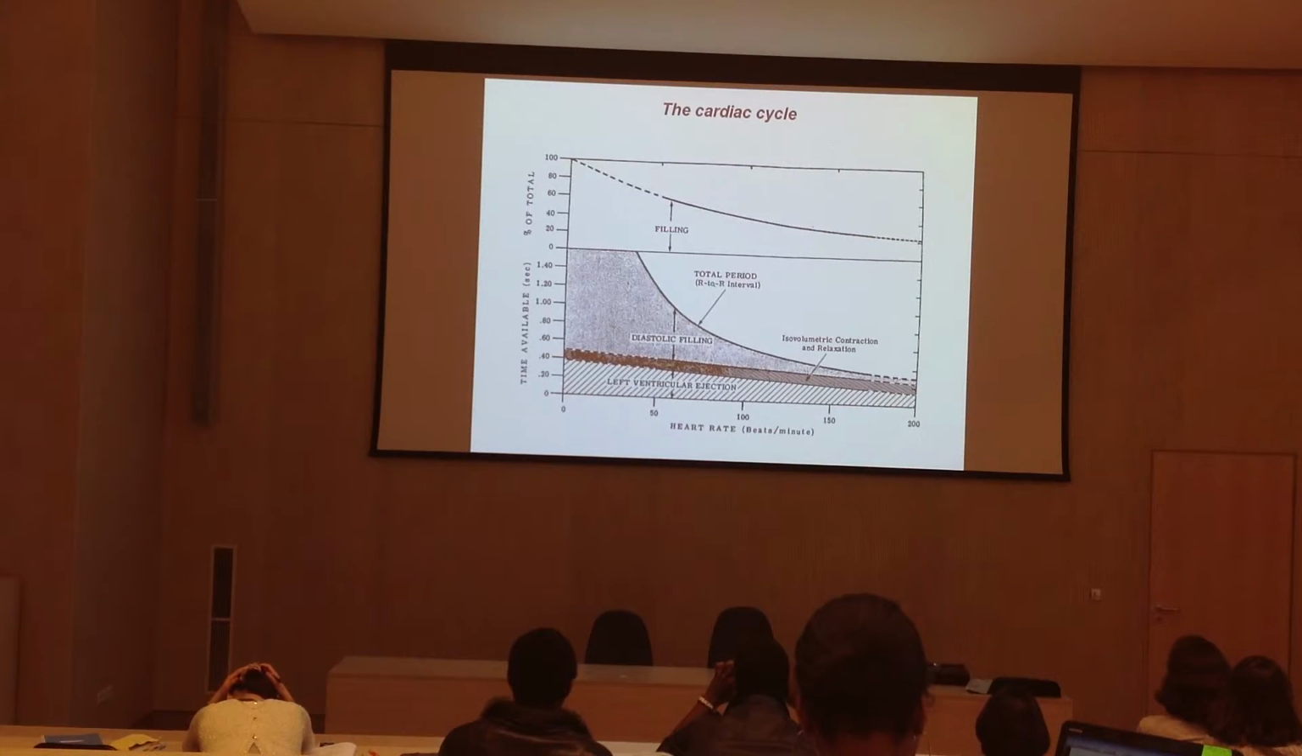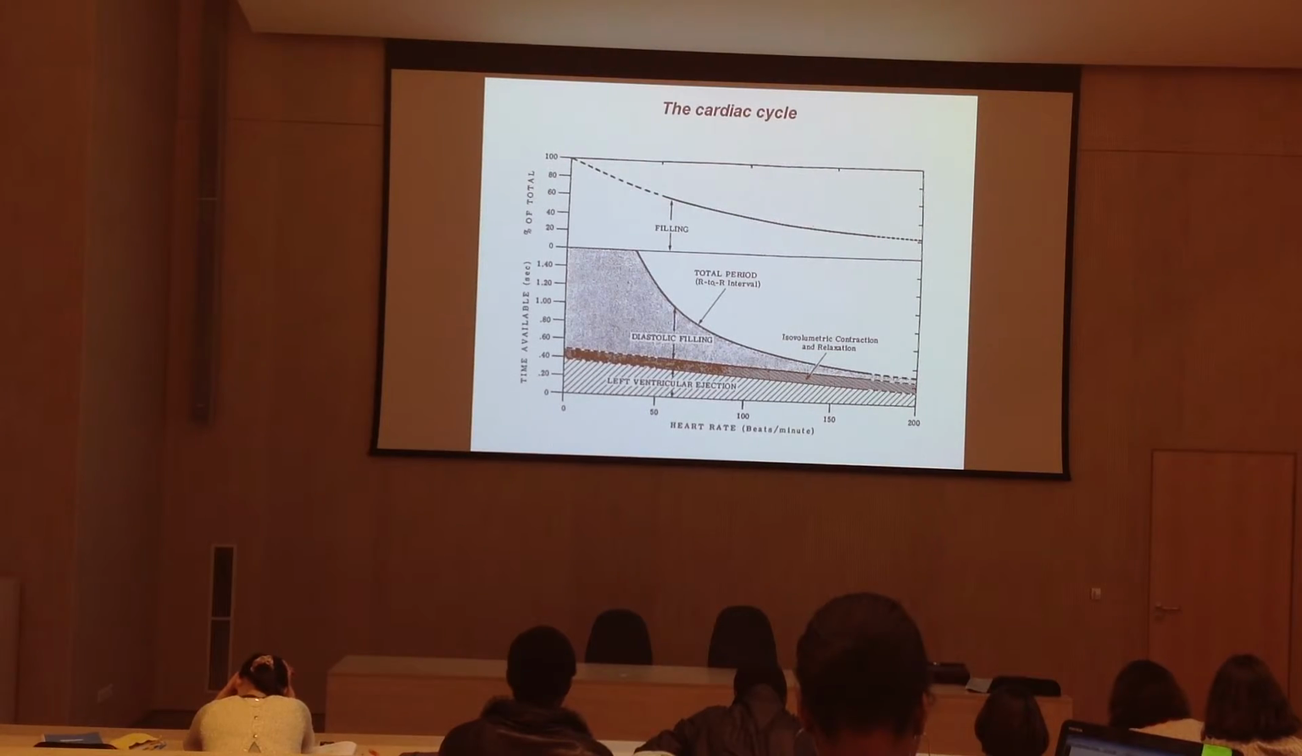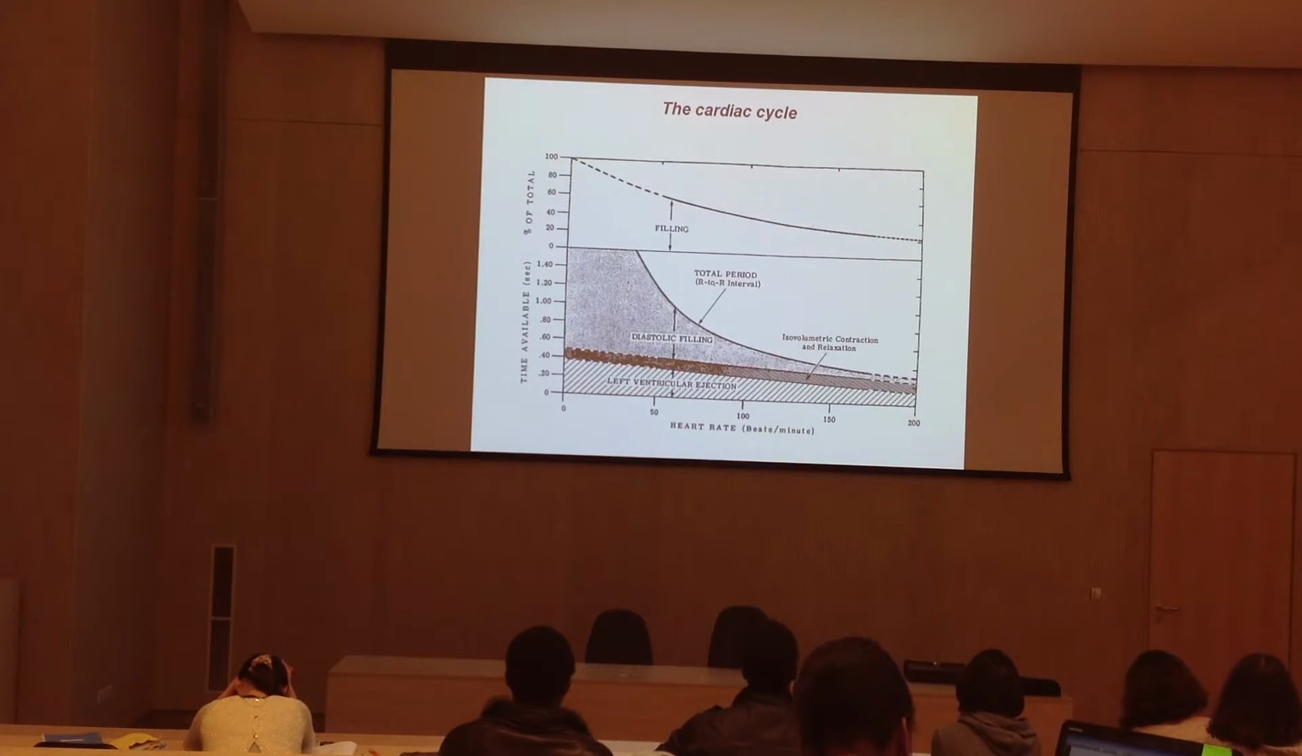It's quite clear. If the heart rate is higher and higher, the total time of the cardiac cycle is decreasing. If the heart rate is 60 per minute, the interval time is 1 second, the time of the cardiac cycle. But if the heart rate is 120, the duration of the cardiac cycle is only half a second. So there is a decrease.